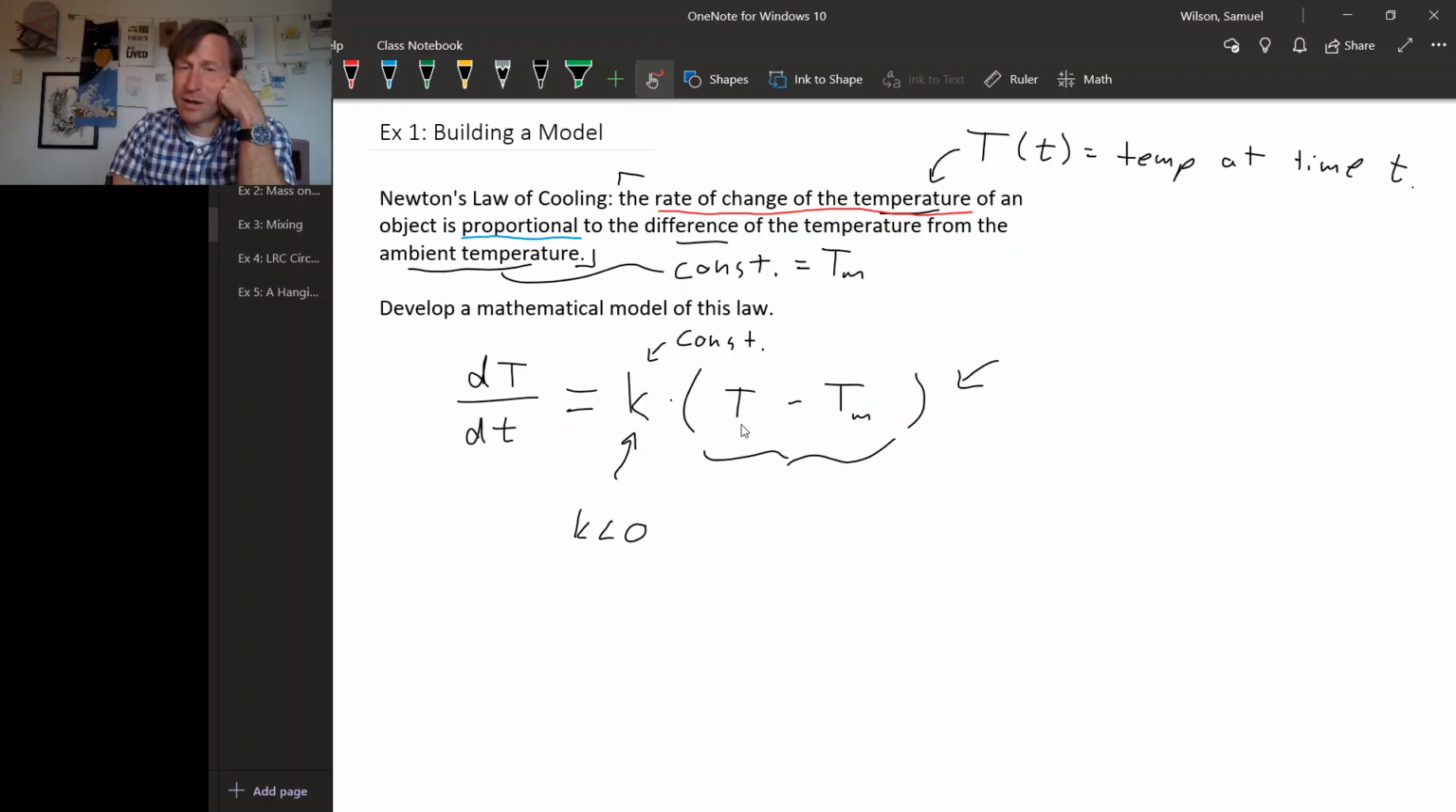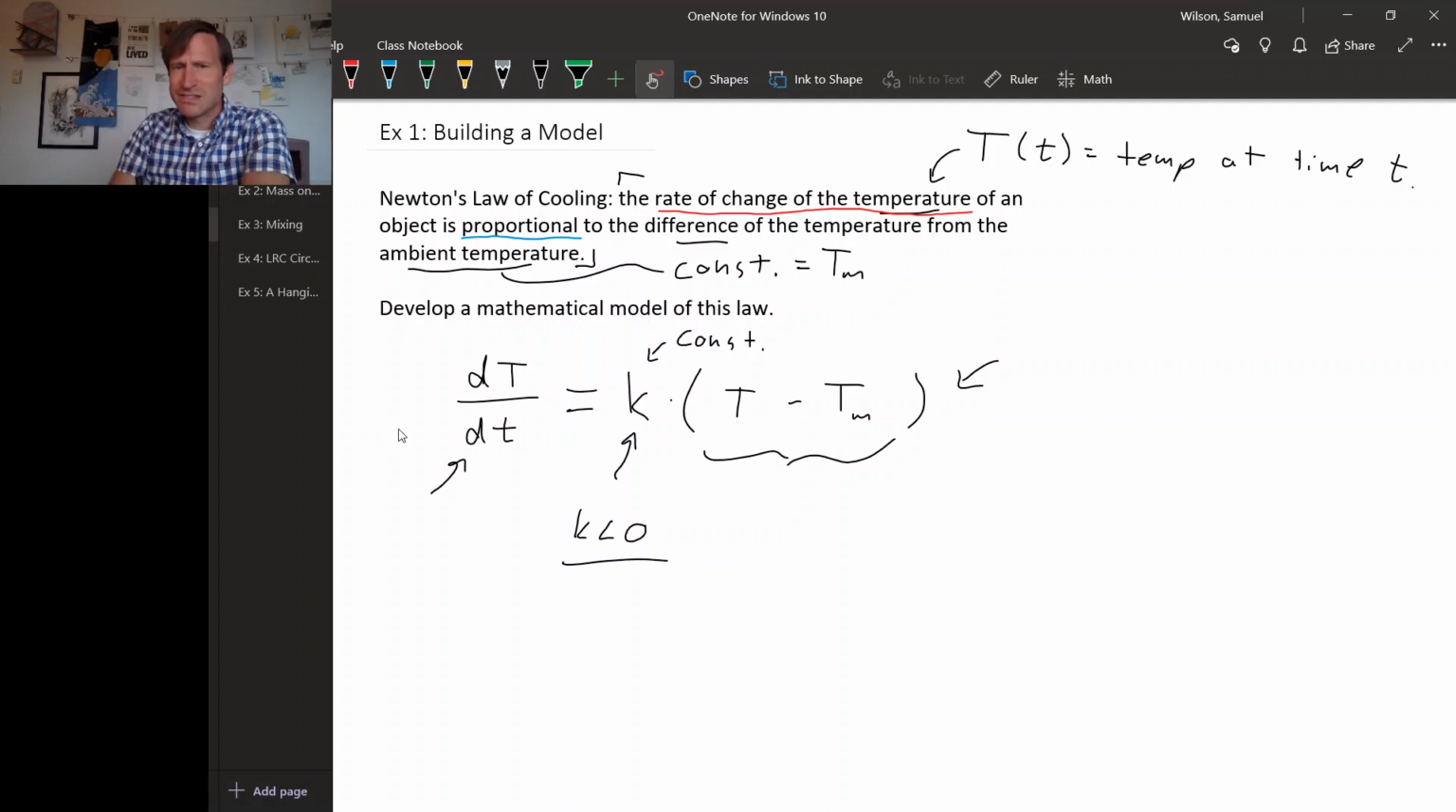But what if the object is cooler than the environment? That means this difference in parentheses is negative. If the object is cooler than the environment, then the object should warm up, and so this rate of change should be positive. So if the stuff in parentheses is negative, because the object is cooler than the environment, and we're multiplying it by a negative k value, that would produce a positive derivative. So still we need a negative k value.